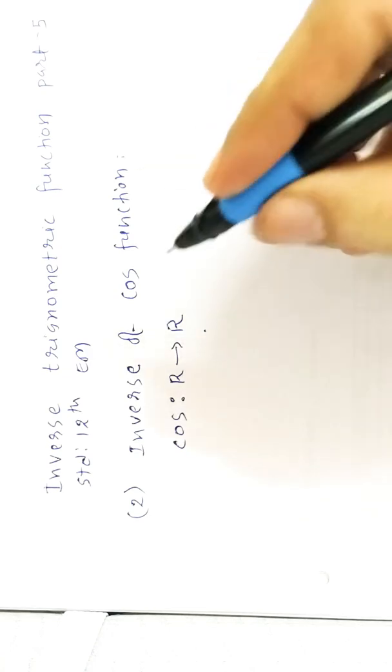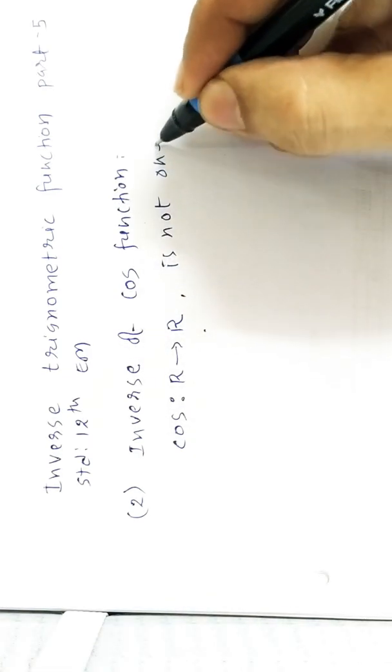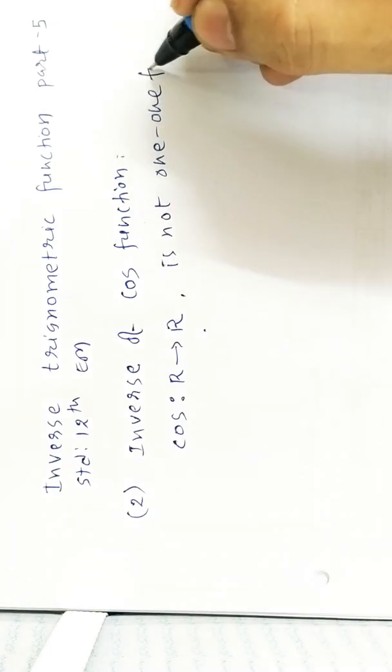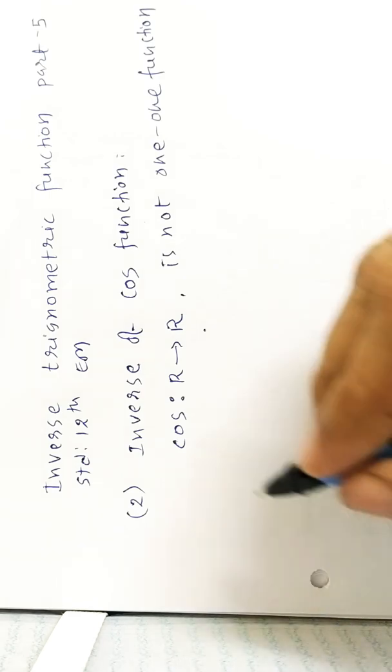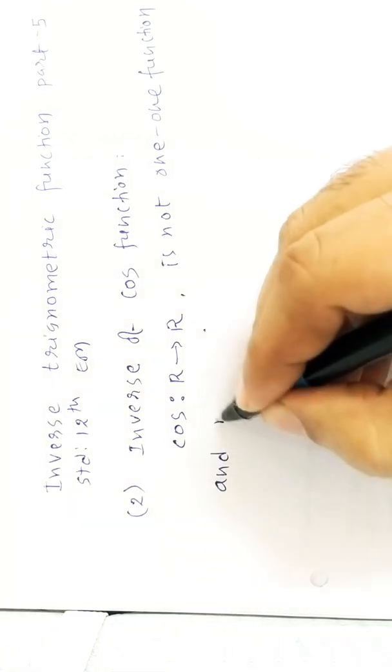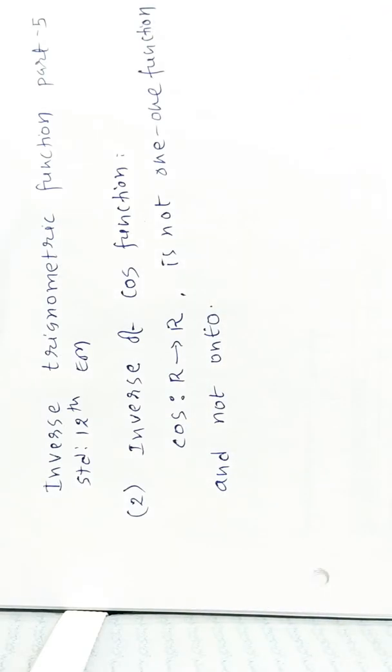is not one-one, and not onto. That is why the inverse of cos does not exist.